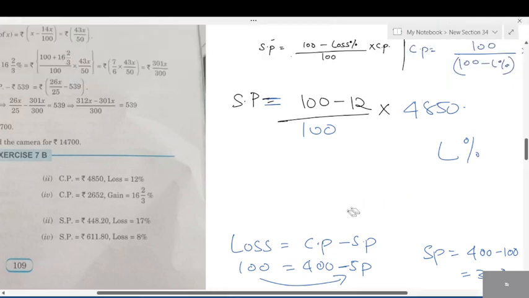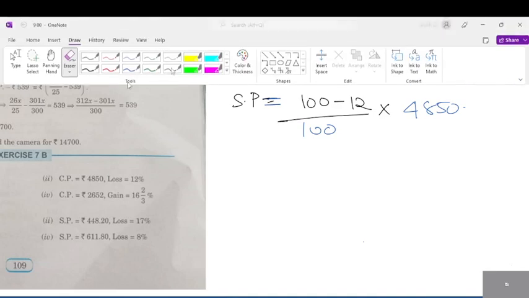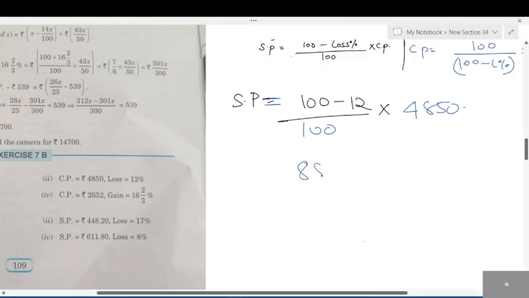So don't get confused. When loss percent is given, we use four special formulas. That is what I explained in the beginning. Okay, let's try this. What is 100 minus 12? 88. 88 divided by 100 into 4850. Again, the 0 and 0 get cancelled, right?